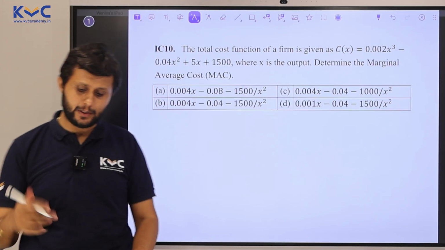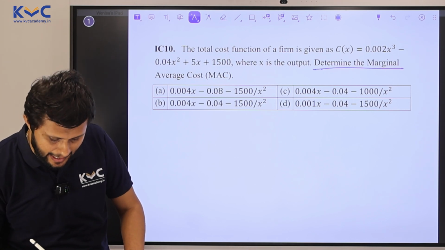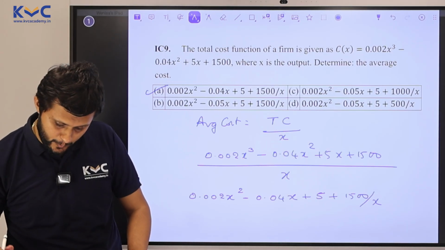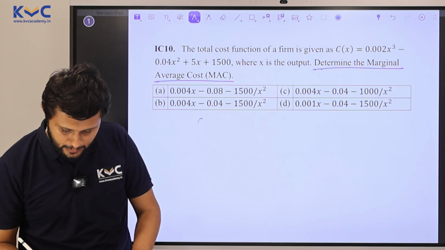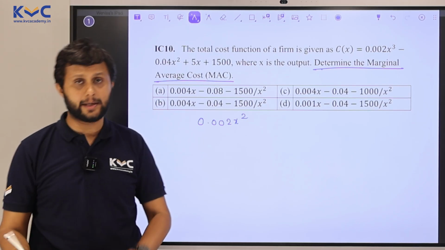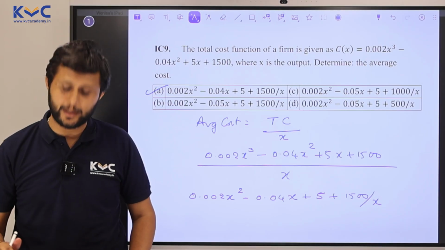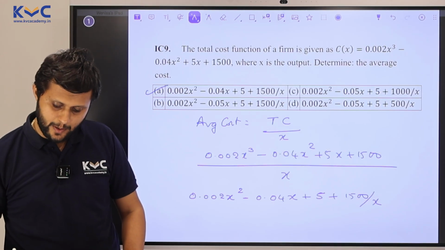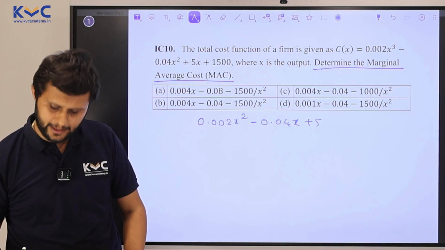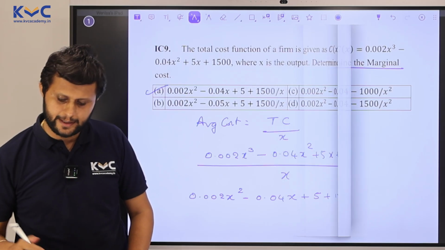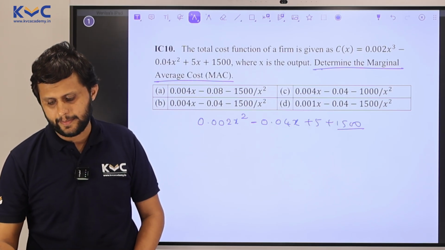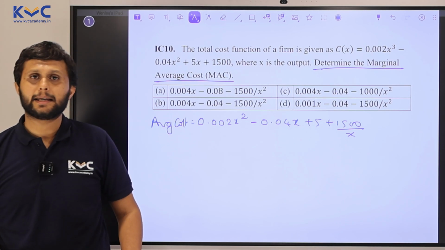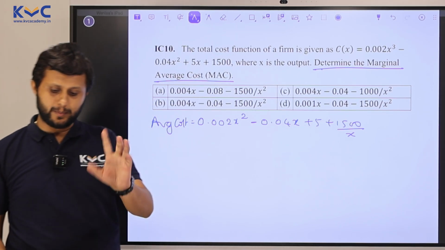Same question that we have, but the requirement is to determine marginal average cost. So average cost we have already written, taking it from the previous solution: 0.002x square minus 0.04x plus 5 plus 1500 divided by x. Now what is this? This is average cost. Correct? They've asked for marginal average cost.